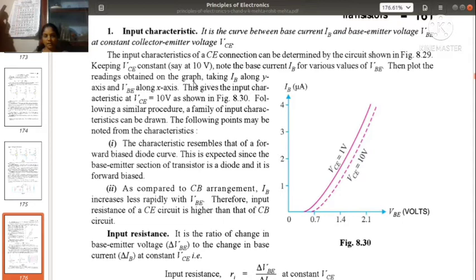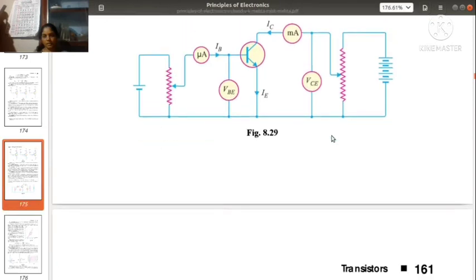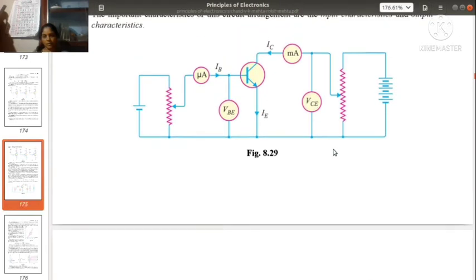Then plot the readings obtained on the graph, taking IB along the y-axis and VBE along the x-axis. This gives the input characteristics at VCE equal to 10 volts, as shown in the figure. Following a similar procedure, a family of input characteristics can be drawn for different values of VCE. So what we are doing is changing the output voltage VCE. First it is kept at 1 volt, and then we can keep it at 5 volts, then 10 volts, 15 volts, etc.